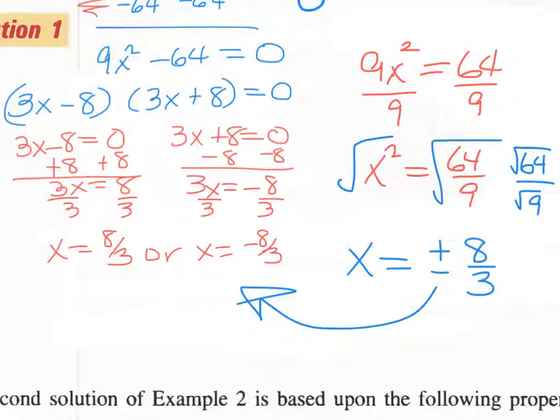So whenever you see a variable squared equaling a number, you can solve it by square rooting both sides. Let me try another example of that because this is going to be very important to you. So if it's not a perfect square, we're just going to leave it in simplest radical form. So let's try another one.